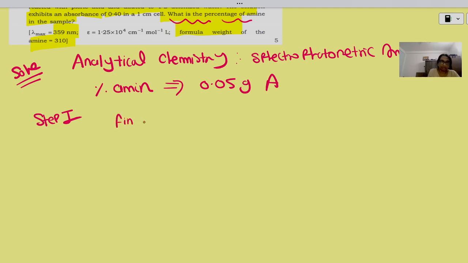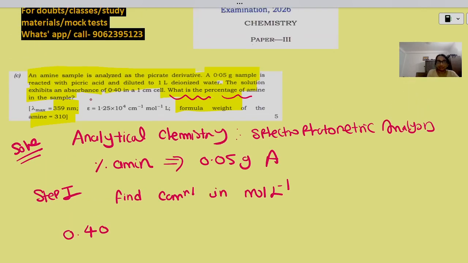To find the concentration C in moles per liter, 0.40 is given in our question. What is this? It is the absorbance. The solution exhibits an absorbance of 0.40 in a 1 centimeter cell. In this type of spectrophotometric analysis, a cuvette is used. The size of the cuvette is 1 centimeter, and the sample is taken in this tube for the analysis.